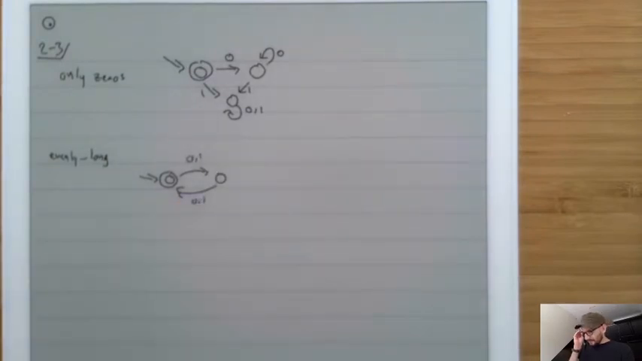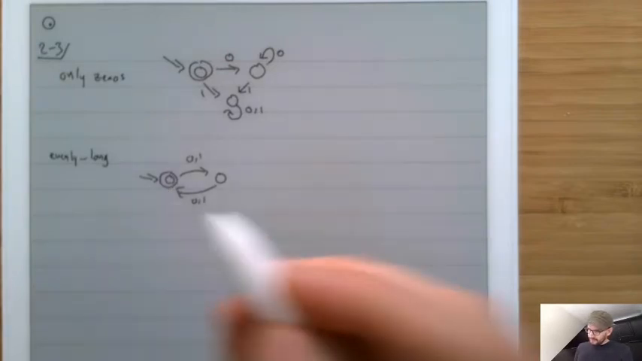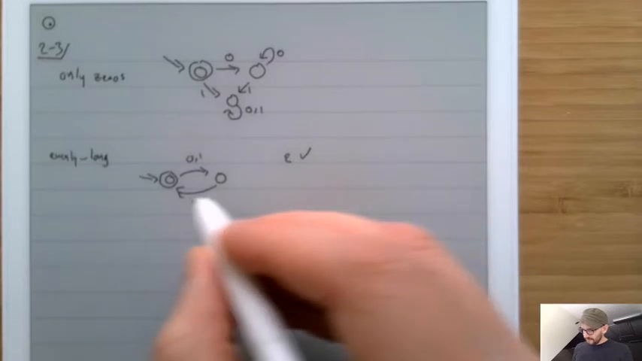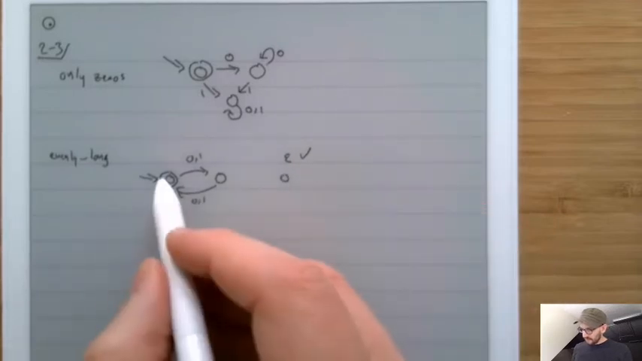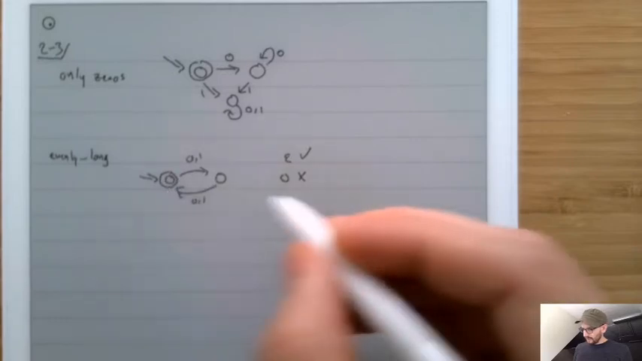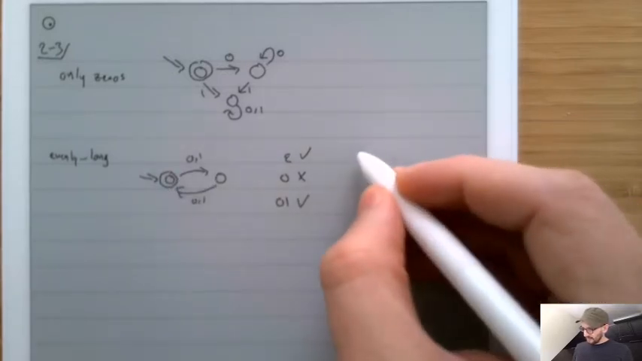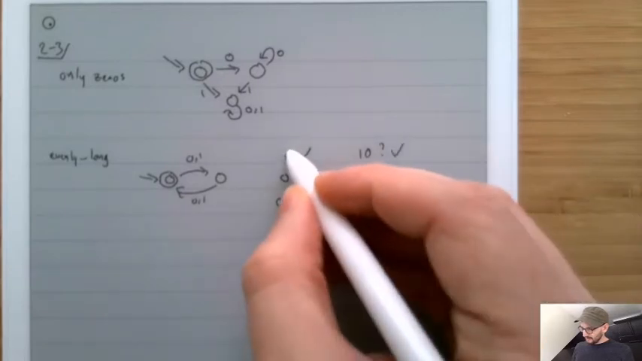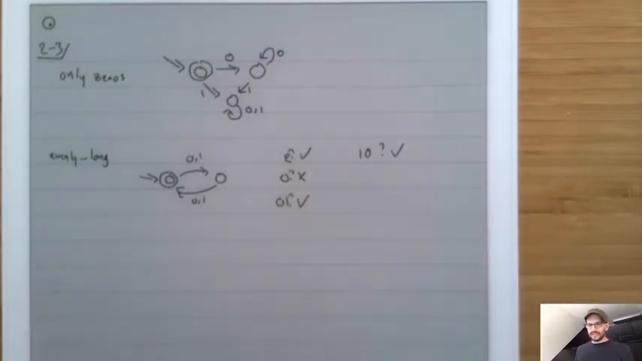So, we would start here. So imagine that we were given epsilon. We'd start there, and it would say yes. If we got 0, it would go here and say no. If we saw 0, 1, it would go there and come back and say yes. And if we saw 1, 0, it would go there and come back and say yes. So it always says yes to things that are evenly long. What's another one that's mildly interesting?